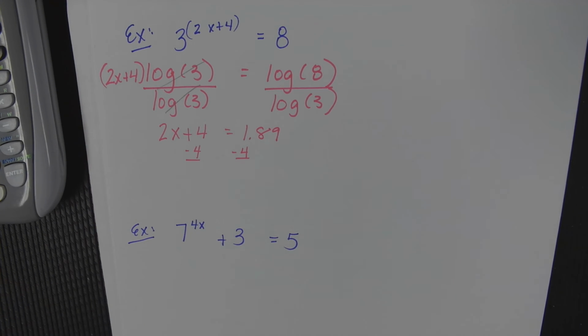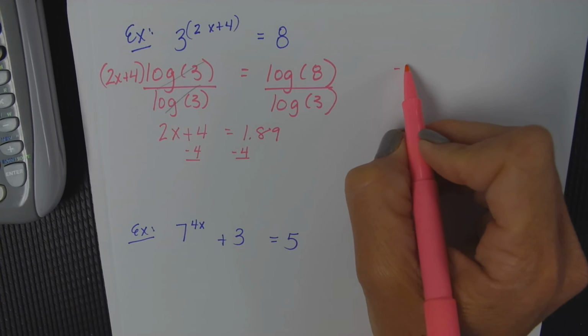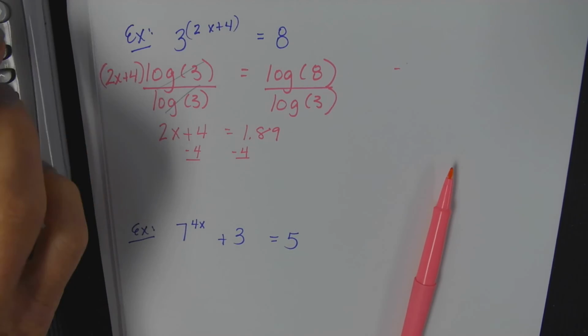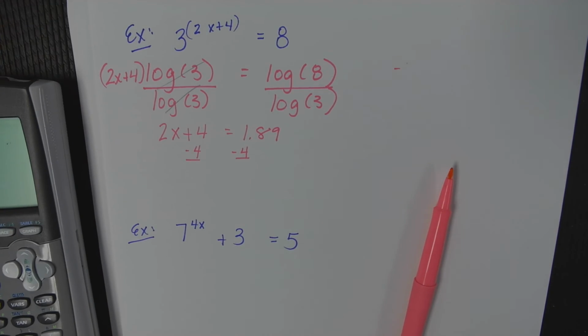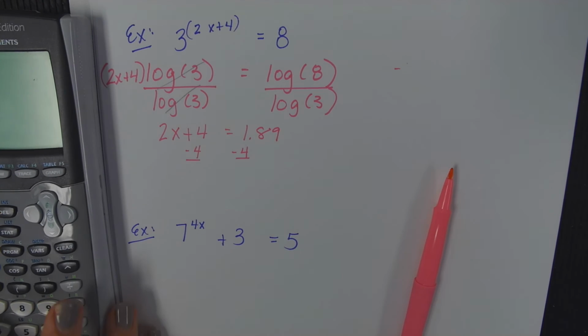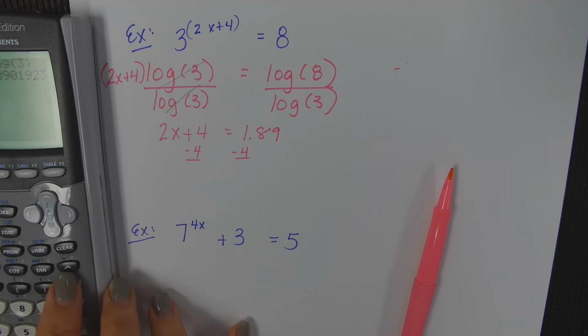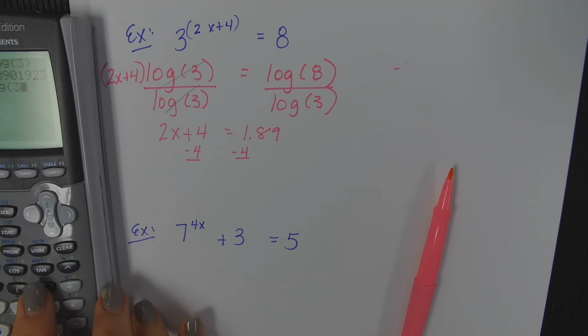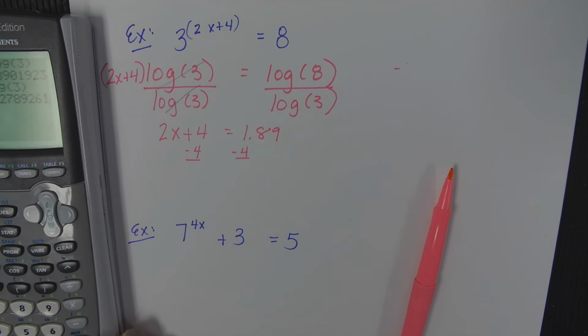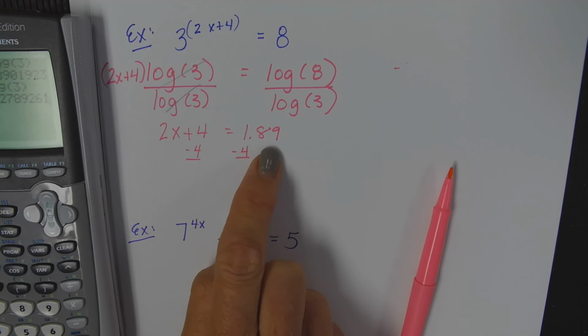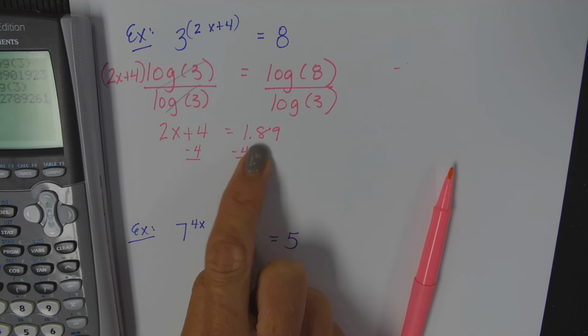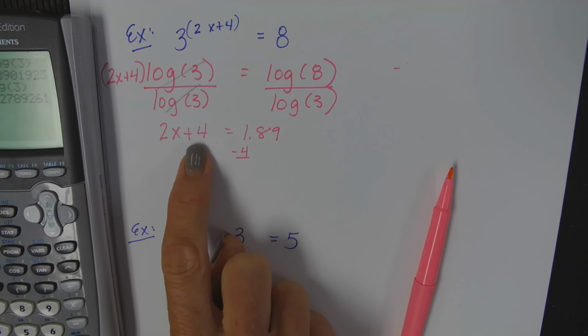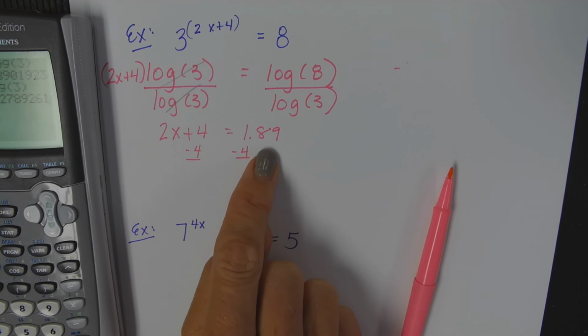Negative 1.054. I got negative 1.15. For some reason, I have my answer. No, it's negative 1.006. Okay, so right now you have 1.89. That is correct. 2x plus 4, bring everything down, equals 1.89. So far, everybody got that?